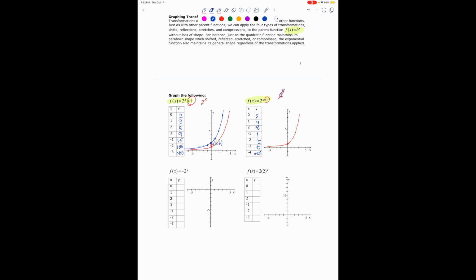When x is equal to 0, y is equal to 2. And then when x is equal to 1, y is equal to 4. And then when x is equal to 2, y is equal to 8, approximately there. When x is equal to -1, y is equal to 1. When x is equal to -2, y is equal to 1/2. When x is equal to -3, y is equal to 1/4. When x is equal to -4, y is equal to 1/8. So that is the new graph of the function.